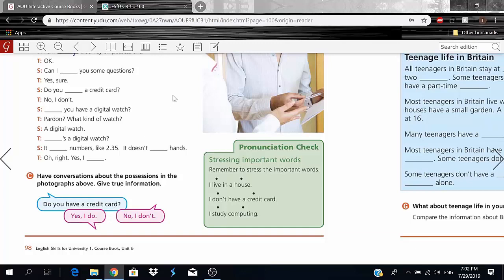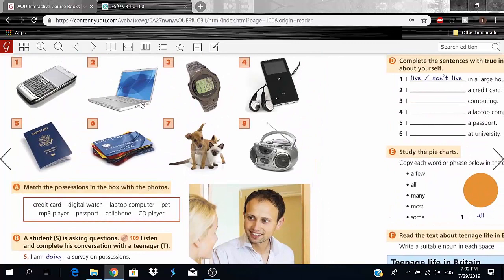So, for example, I could say, do you have a laptop? And someone would answer, yeah, yes I do. Okay. Do you have a digital watch? No, I don't. Do you have a pet? No, I don't. Do you have a credit card? Yes, I do. And you guys get the idea.